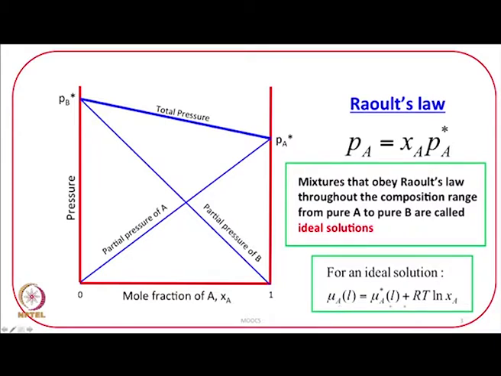And if this law is obeyed by all the components of the solution, then the resulting solution is an ideal solution. In other words, we can also use this as the definition of an ideal solution. That is, in an ideal solution, this equation, or alternatively Raoult's law, is obeyed by both solute and solvent. Let us continue our discussion.